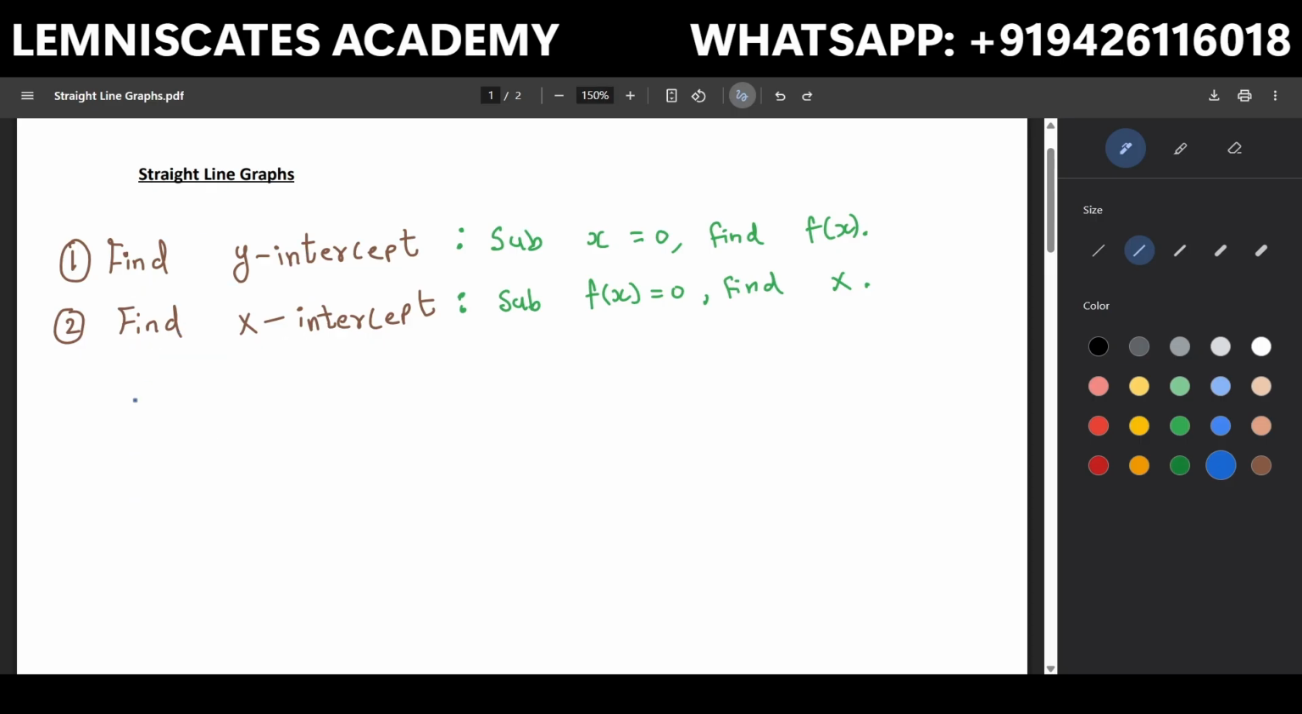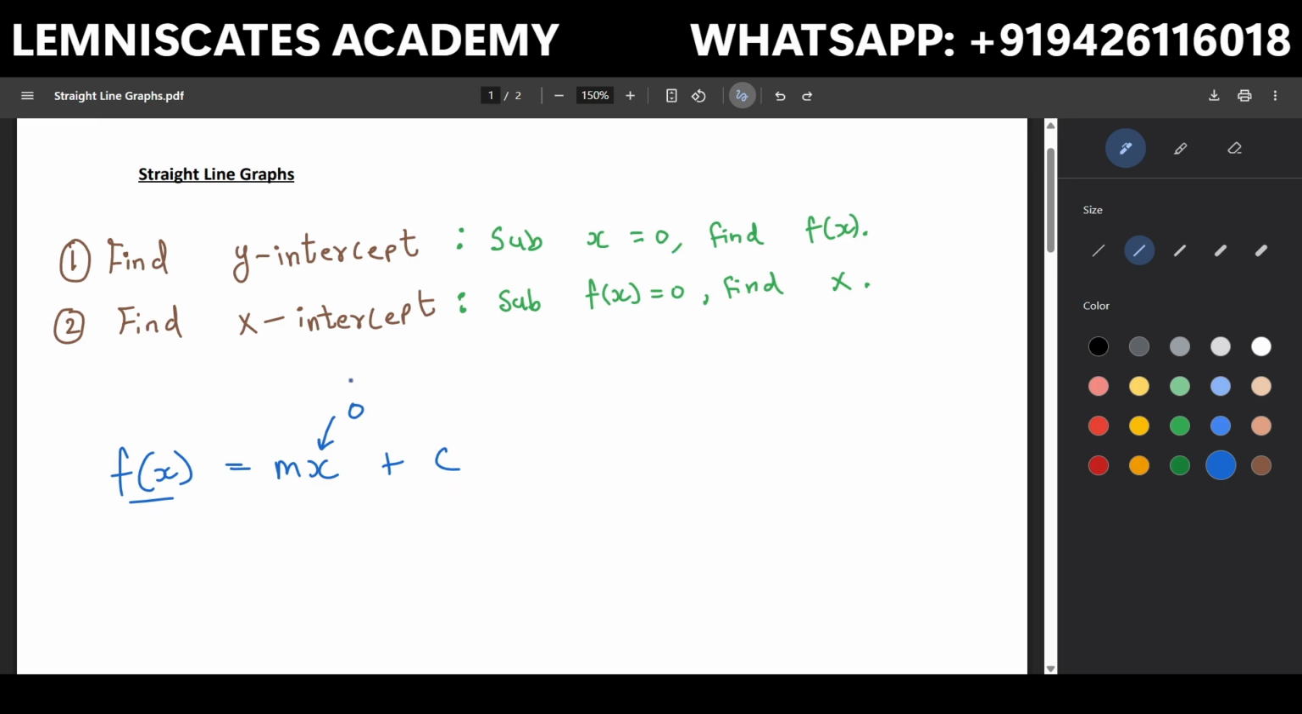First of all, straight line functions are expressed in the format of mx plus c. So y-intercept basically means that when x value becomes 0, at that time what is the output? And that is why I've written that substitute x value equal to 0 and find the value of f of x. So you can clearly see that your f of x will always come out to be c. So you are also aware that in the straight line, c is called the y-intercept. So finding y-intercept is straightforward. You can say that it is always equal to c.